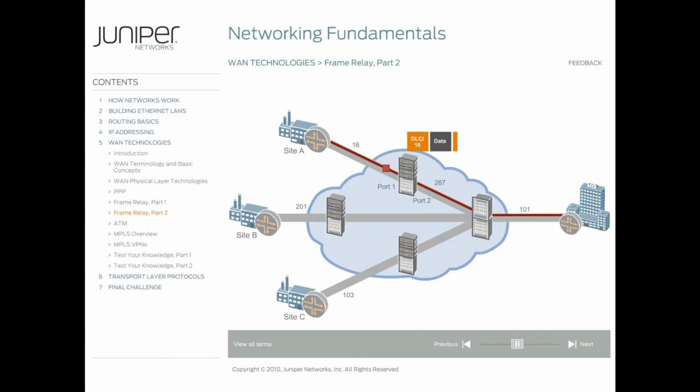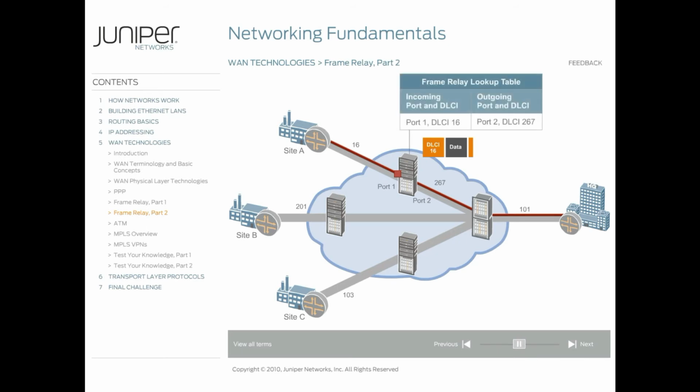The router sends this frame on to the frame relay network. The frame relay switch reads the DLCI in the frame relay header, examines the lookup table, and determines the outgoing interface. Earlier we mentioned that there isn't a standard for switching data inside the cloud. In this network, the lookup table includes the outgoing interface as well as the new DLCI of the next segment of this virtual circuit. In the example on screen, the lookup table indicates that data received on port 1 DLCI-16 should be sent out on port 2 DLCI-267.